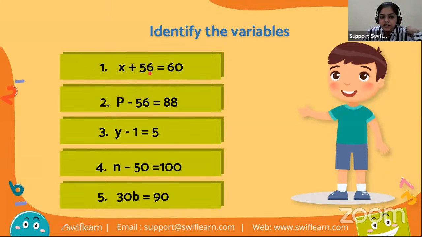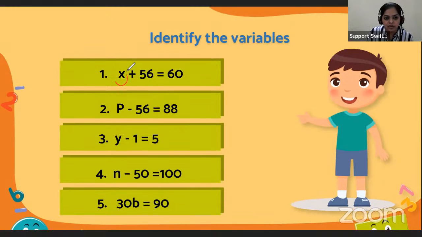x plus 56 equals 60, and here we have to identify the variable. Variables are the letters that change their value. In the first question the variable is x because it changes its value, and 60 and 56 are the constant terms. Okay, let's move to the second one.